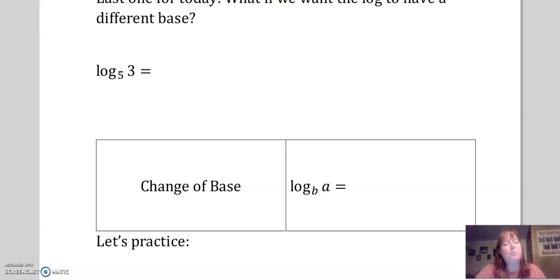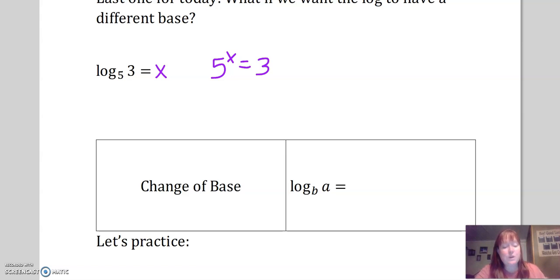So here's the little proof, and then we'll work with it. So we know that log base 5 of 3 equals an exponent because the answer to a log is an exponent. And so that means, what exponent do I put on 5 to get to 3? So I can just switch it around this way.